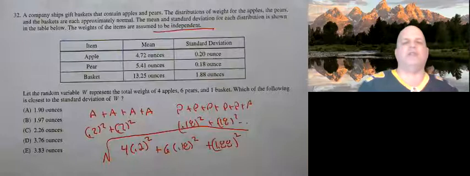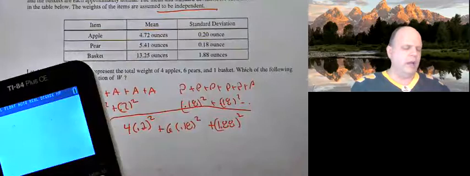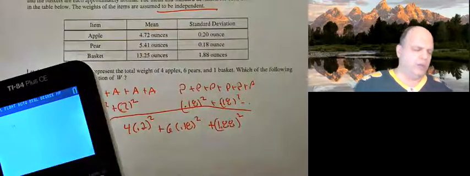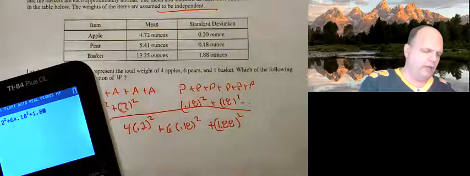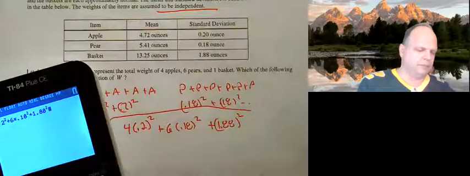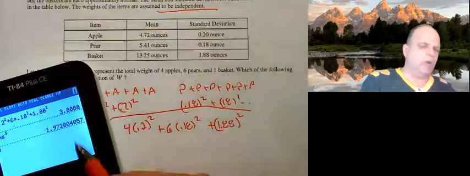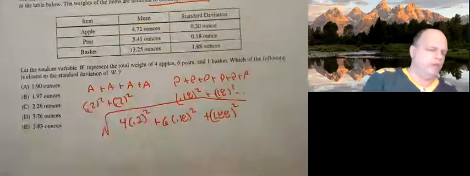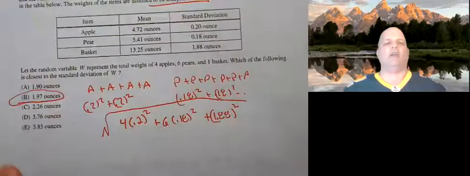Please remember, to combine standard deviations, you must convert them to a variance and then add them. And once you've done that, then you can take the square root. So 4 times 0.2 squared plus 6 times 0.18 squared plus 1.88 squared. All right, now I'm going to take the square root of that, caret 0.5, and I get 1.97. So my standard deviation for the basket with everything in it is 1.97 ounces.